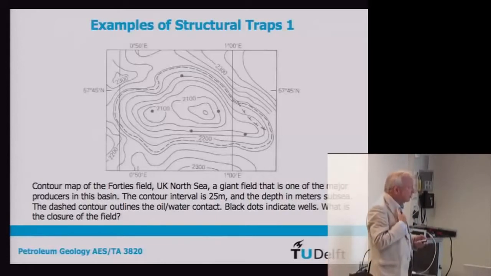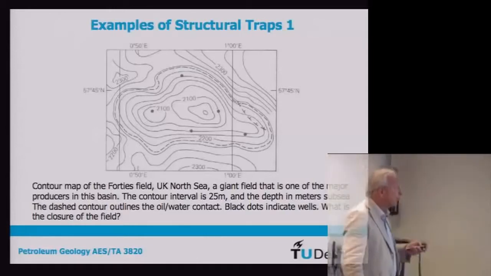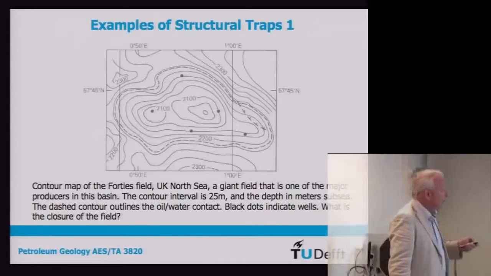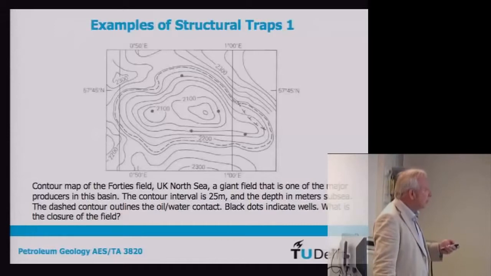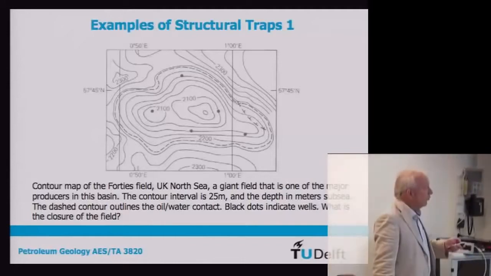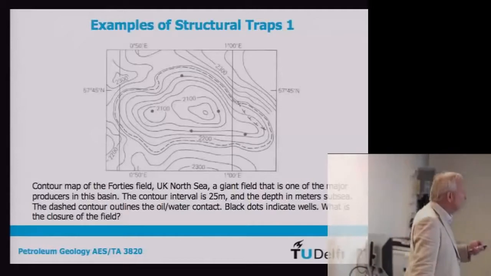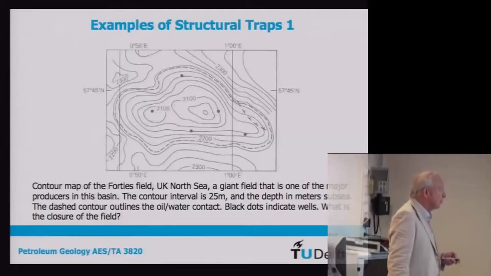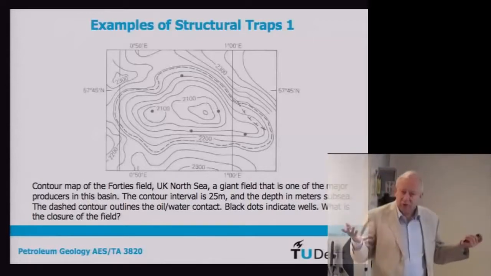But this is actually an early map of the Forties field. It's one of the biggest fields in the North Sea. These are contours here with these solid lines, and there's a dashed line here, which indicates the oil-water contact. These dots here indicate wells. This is the discovery well that was drilled in the 1960s. This is a huge field here, about 20 to 30 kilometers wide and 20 high on this map, so it is a very significant oil field. And what you see here is, what kind of trap is this?